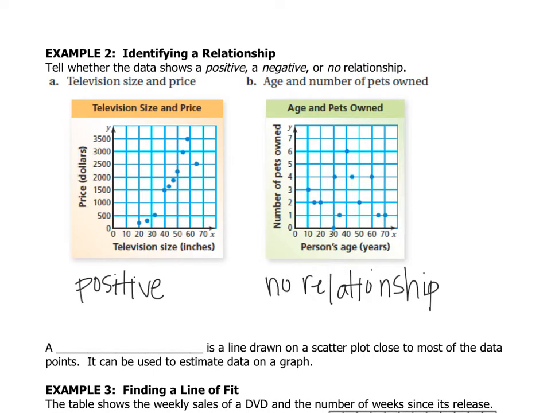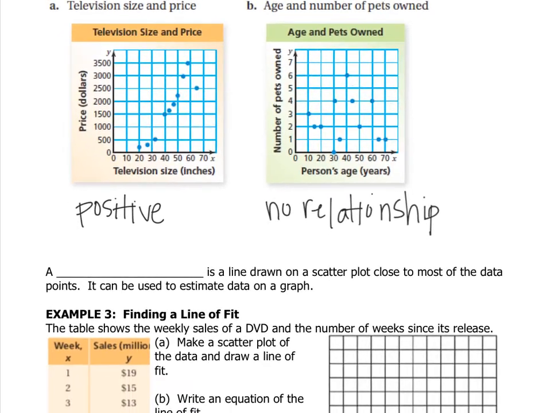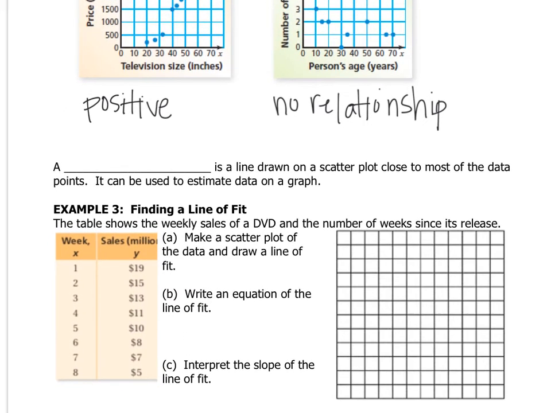Now, I told you that scatter plots are used in real life, and it's mostly when you want to predict something. The way that we predict things using scatter plots is using this thing called a line of fit. A line of fit is a line that we draw onto a scatter plot that's close to most of the data, so we get it as close as we can to all of the random dots, and we use it to estimate values.